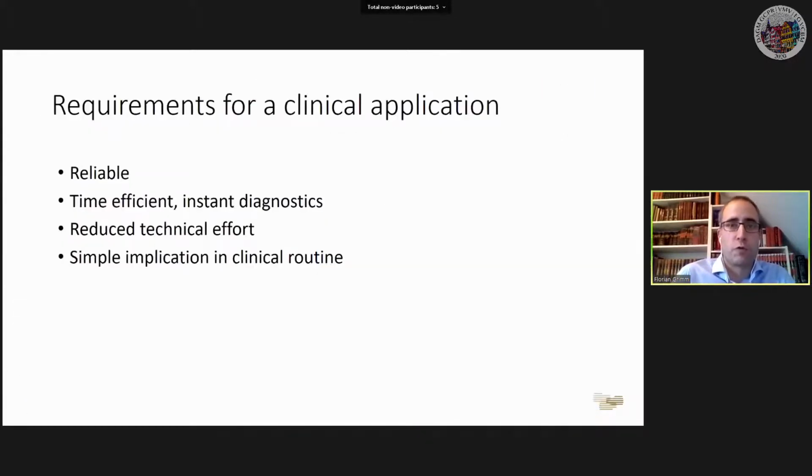So what would we expect for a real clinical application? Of course, the application should be reliable, but also on the clinical side, there's a proper need for time efficiency. It should also be usable with a low technical effort, and should be simply integrated into clinical practice.